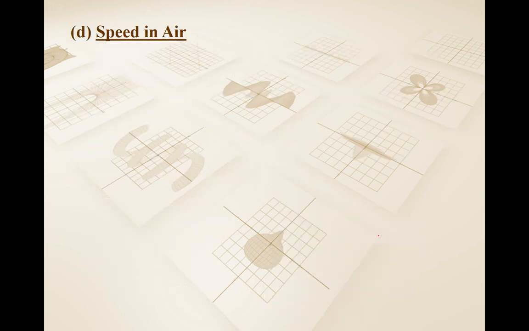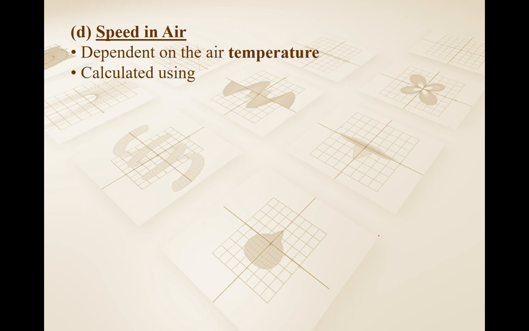A fourth property of sound: the speed of sound in air. We're going to use a pretty basic model to calculate this. The speed of sound in air is temperature dependent, and we can calculate it using the following equation. This is one that I believe I provide on the additional formula sheet, which tells us V is equal to 331 plus 0.6 times T.